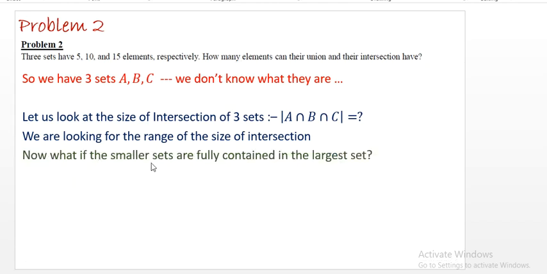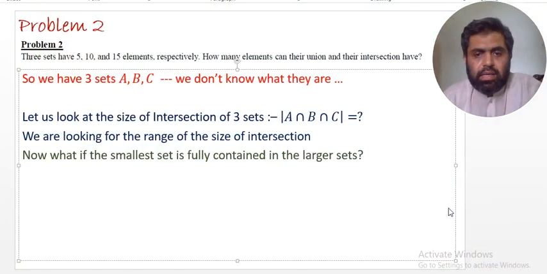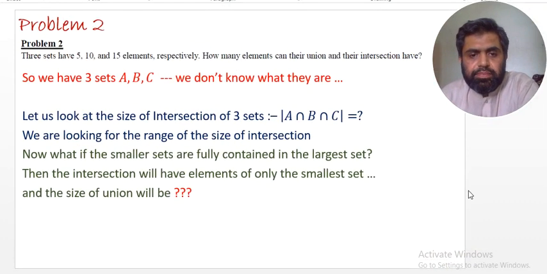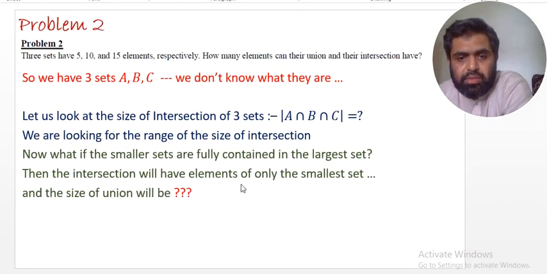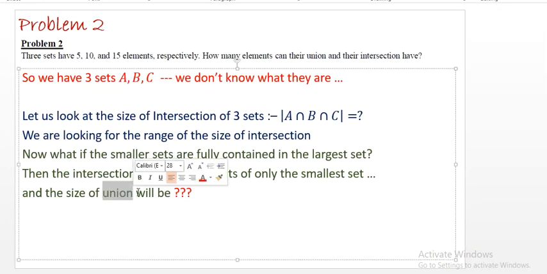So what if the smaller sets are fully contained in the largest set? In fact, the smallest set is fully contained in the larger sets. So it could be in one set or it could be in multiple sets. लेकिन जो सबसे smallest set है, it is contained in the larger sets. So in that case, the intersection will have elements of only the smallest set, and the size of intersection will be, it is quite obvious now.